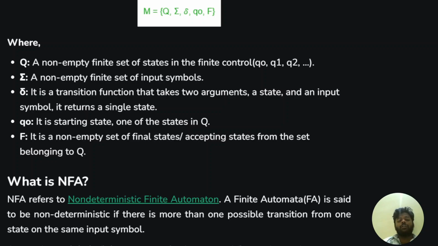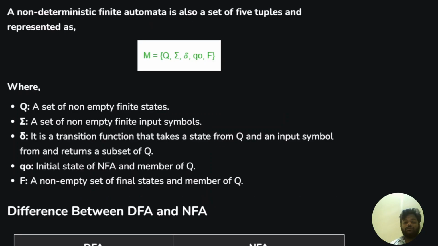What is NFA? NFA refers to non-deterministic finite automation. A finite automata is said to be non-deterministic if there is more than one possible transition from one state on the same input symbol. A non-deterministic finite automata is also a set of five tuples and represented as Q, sigma, delta, Q naught, and F.